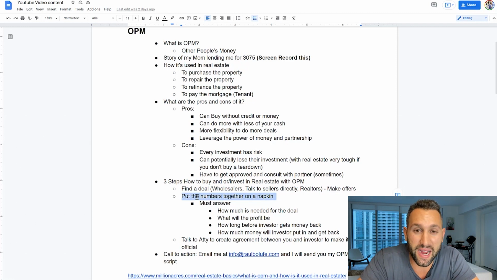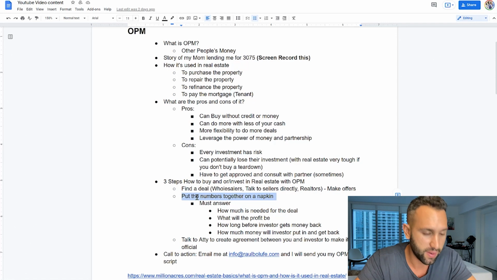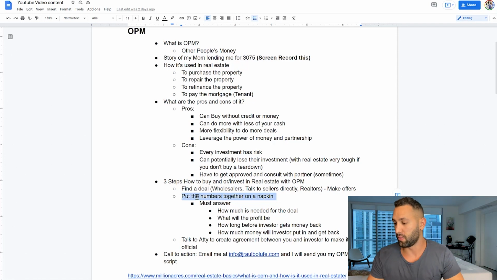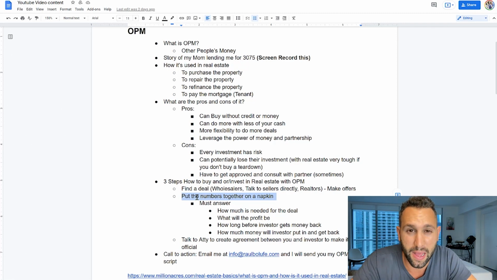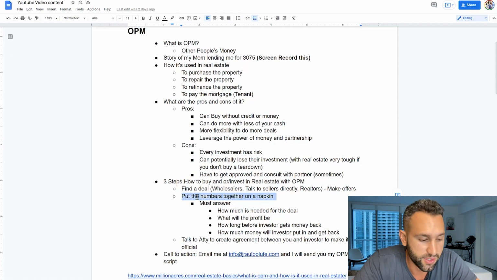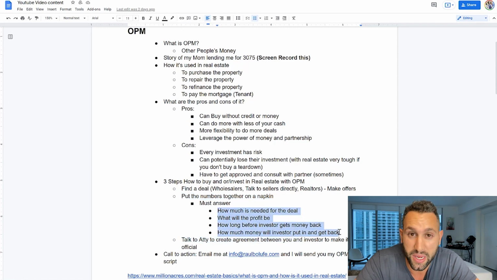Step 2, put the numbers together behind a napkin, okay? So this one is, man, who said this? Is it Buffett? Or Munger, I can't remember who said this, but basically, if you can't share your business plan on the back of a napkin, if you can't write your business plan on the back of a napkin and you can't explain it to an investor very quickly, then you're probably not going to get the money. So I'm going to give you a little breakdown of what your napkin must read, okay?